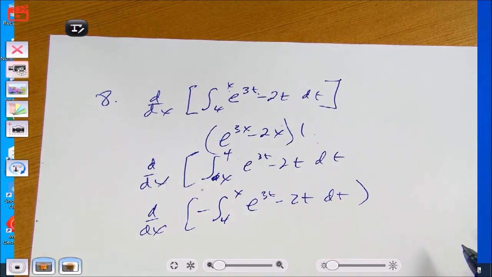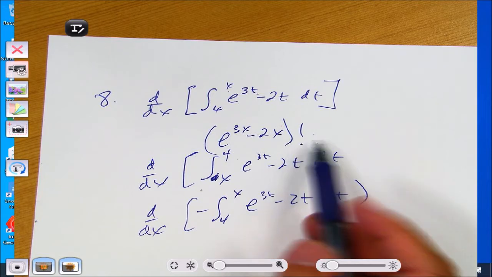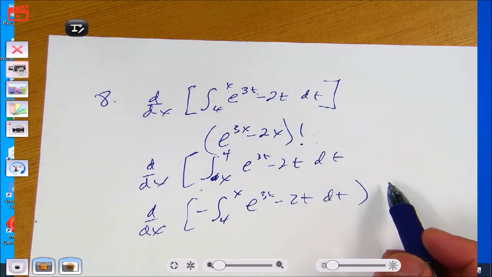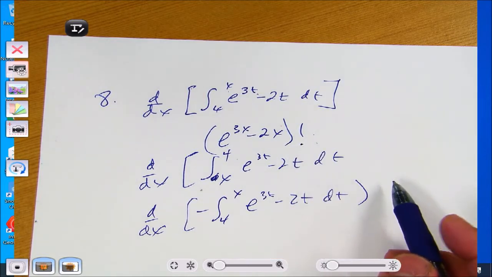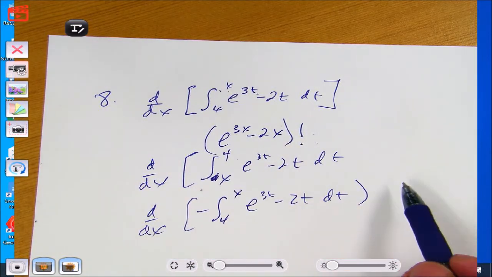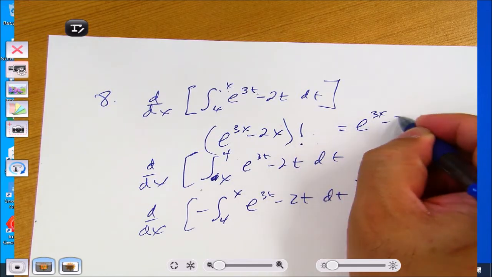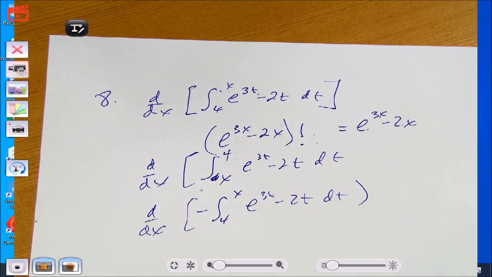So why do you have to leave the 1 outside? You don't. That was written for emphasis. That's the derivative of x. Okay, final answer is just e to the 3x minus 2x. You don't have to leave the 1. I'm just assuming you don't need me to tell you how to multiply by 1. And I explained that, it's the derivative of x.